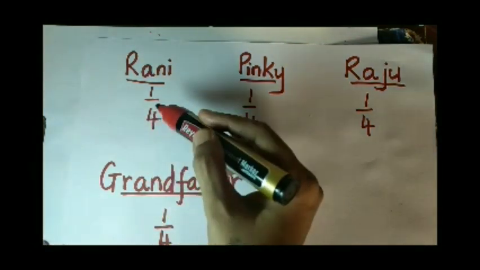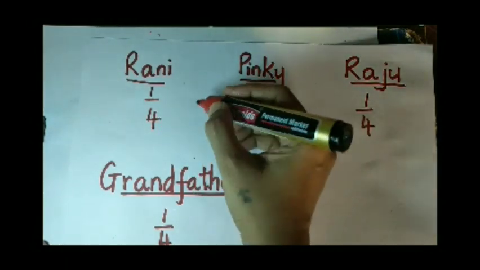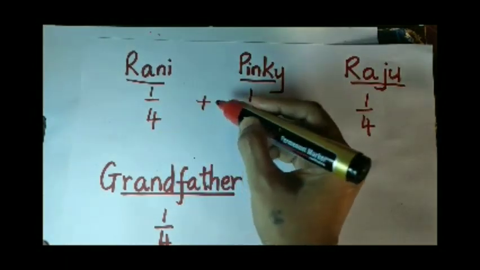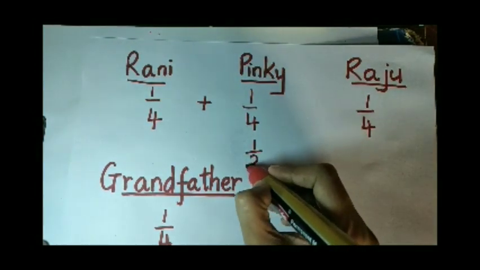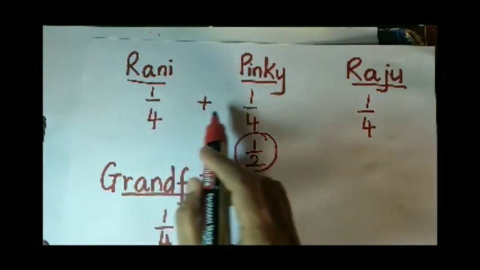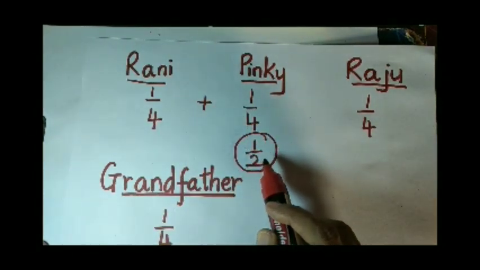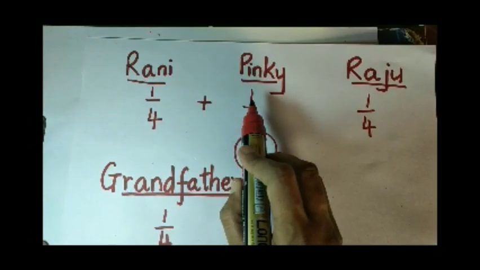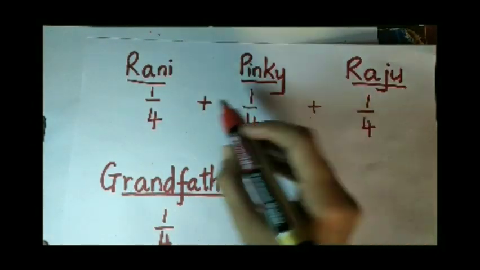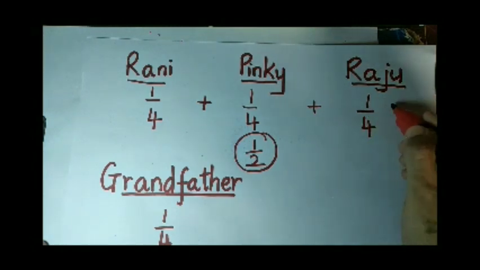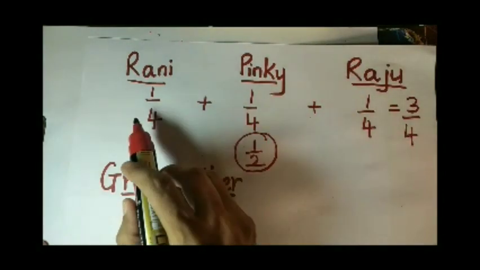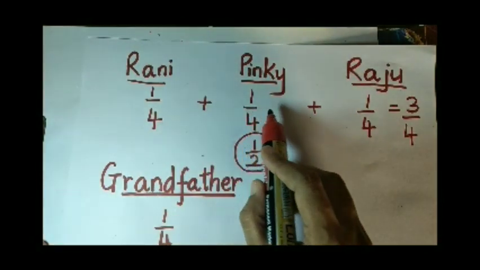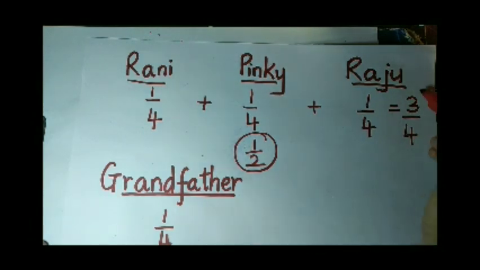Quarter for Rani, quarter for Pinky, quarter plus quarter is half, 1/2. Now quarter plus quarter is half, and quarter plus quarter plus quarter, so that is 3/4. Quarter plus quarter plus quarter will give you 3/4. It is 3/4 of the whole.